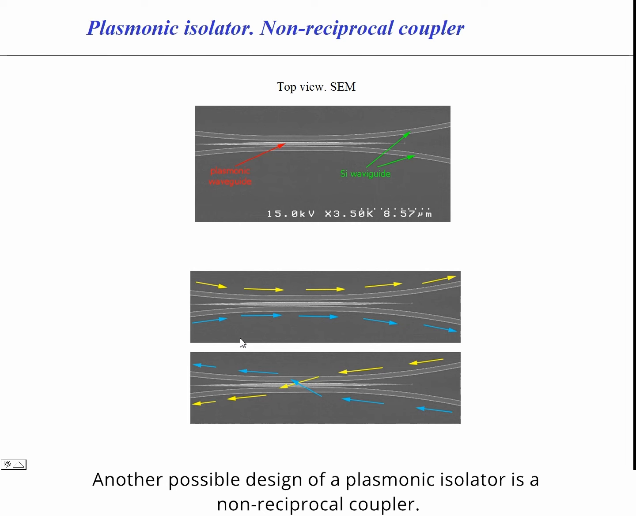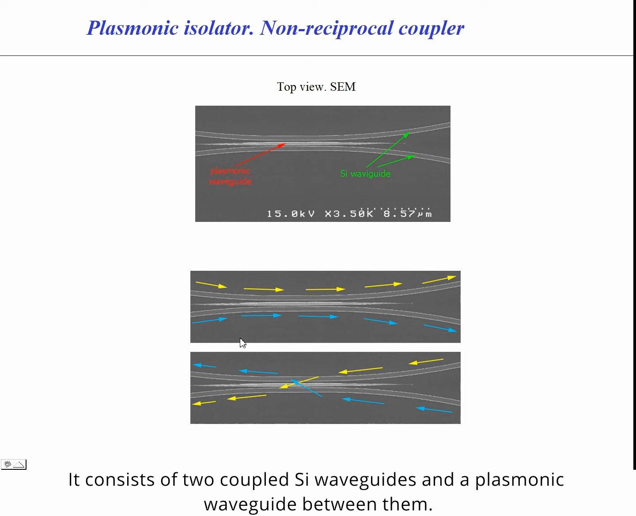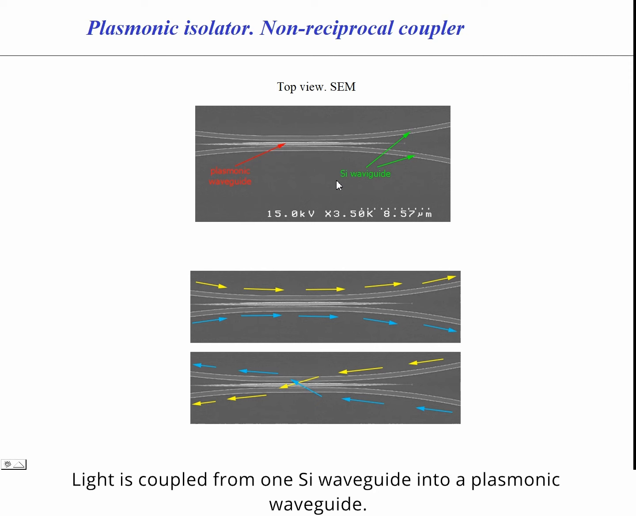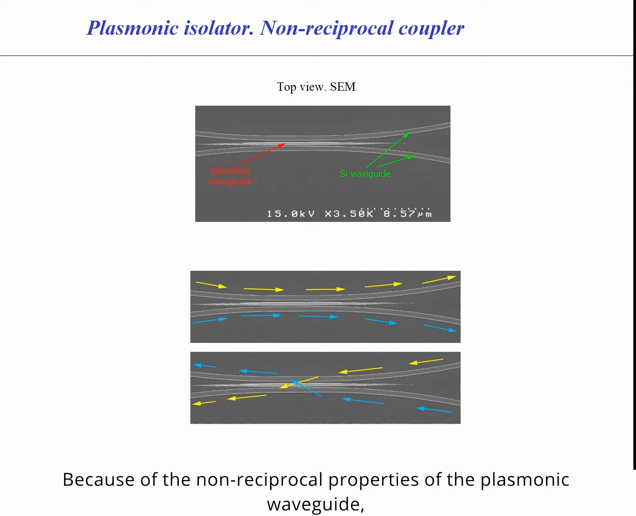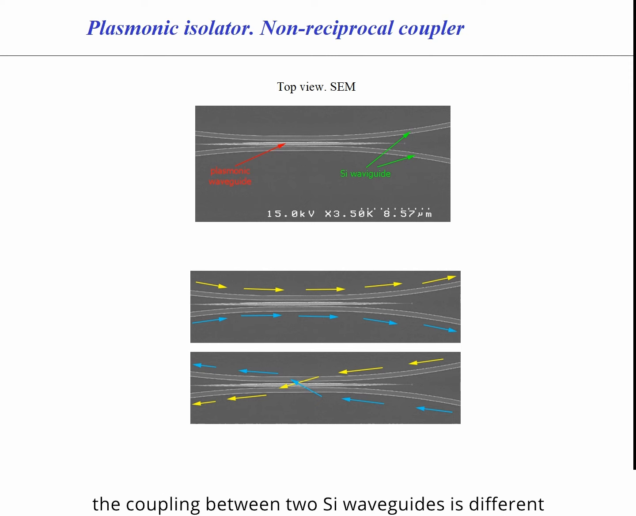Another possible design of plasmonic isolator is a non-reciprocal coupler. It consists of 2 coupled silicon waveguides and a plasmonic waveguide between them. Light is coupled from one silicon waveguide into a plasmonic waveguide. Next, depending on the coupling parameters, light either is coupled back into the same silicon waveguide or is coupled into another silicon waveguide. Because of the non-reciprocal properties of plasmonic waveguides, the coupling between two silicon waveguides is different for two opposite light propagation directions.